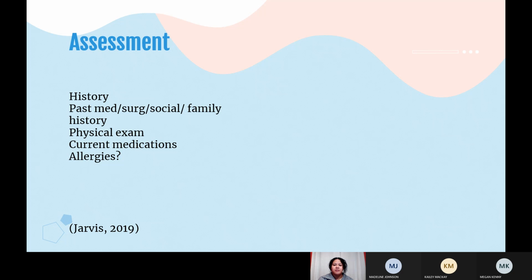We also want to talk about medical, surgical, family, and social history. So we want to know, does anybody else in his family have COPD? Does he have any other lung conditions? Has he had a recent lung infection or any other health concerns at all?